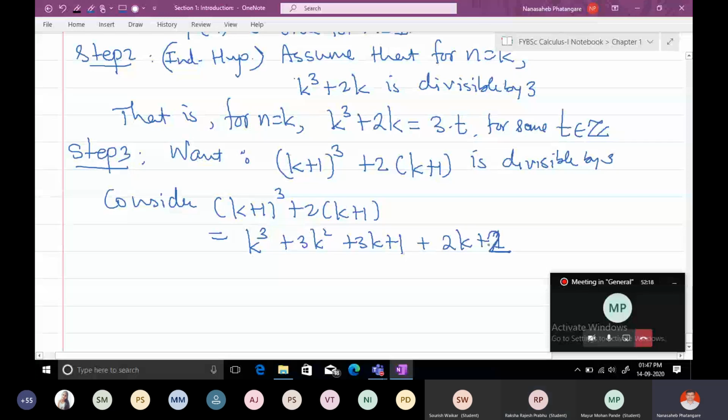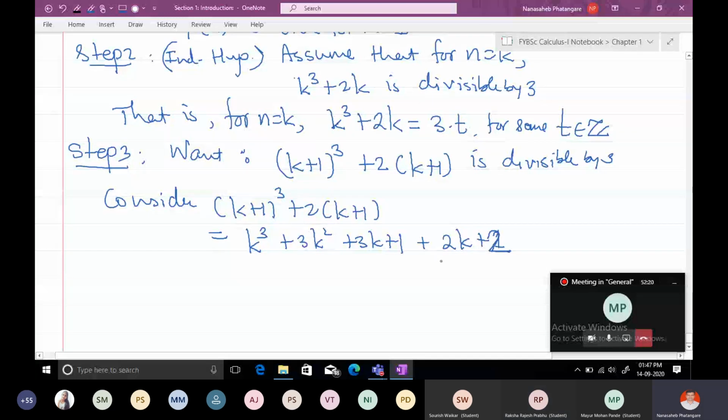Okay. Now somehow I want to use the induction hypothesis. Therefore, certainly I should look at this, right? I should combine these two terms, k cube plus 2k. These two terms are important because they are there in the induction hypothesis, plus whatever remaining terms, this and this.